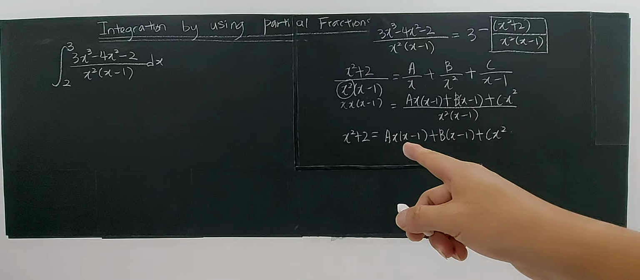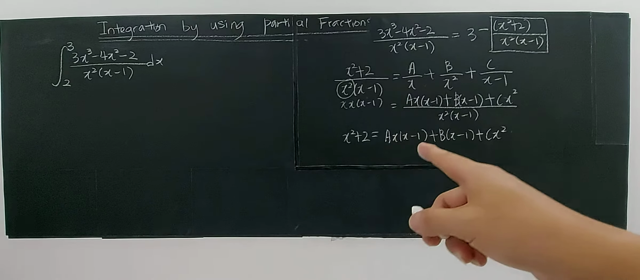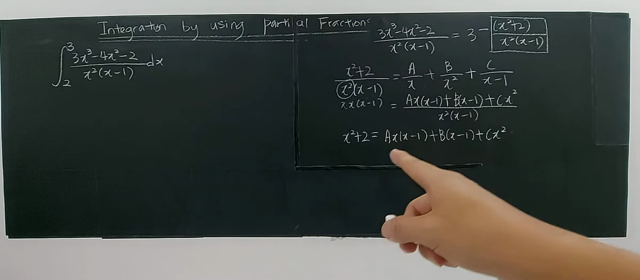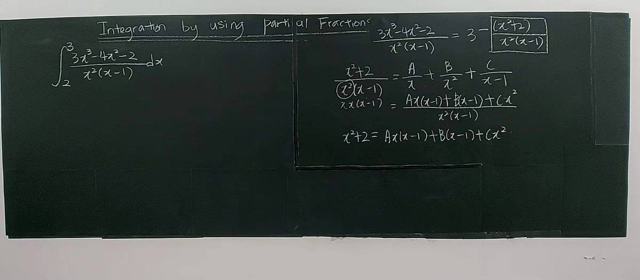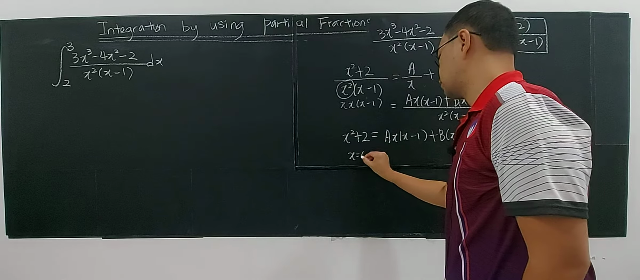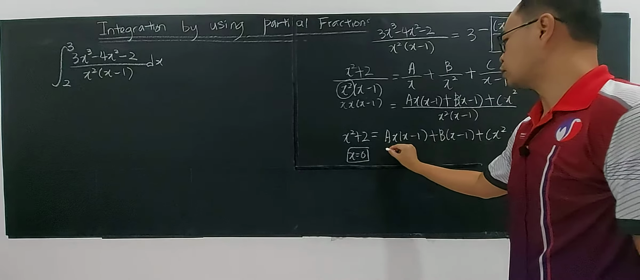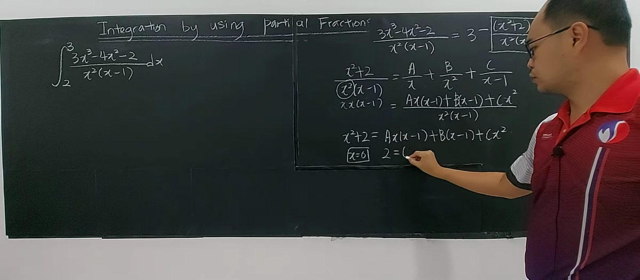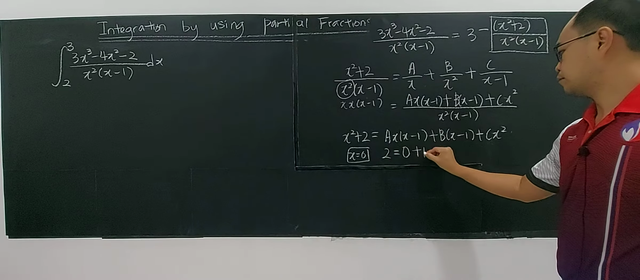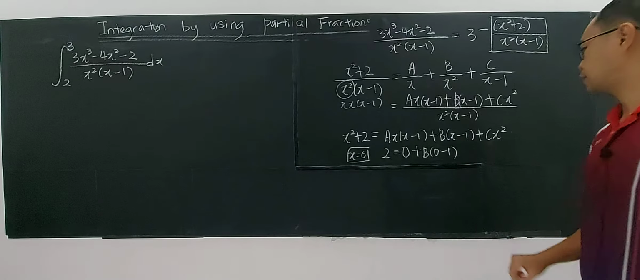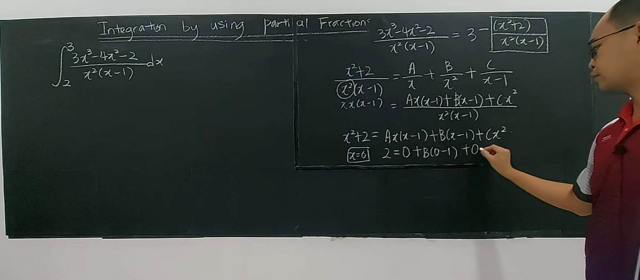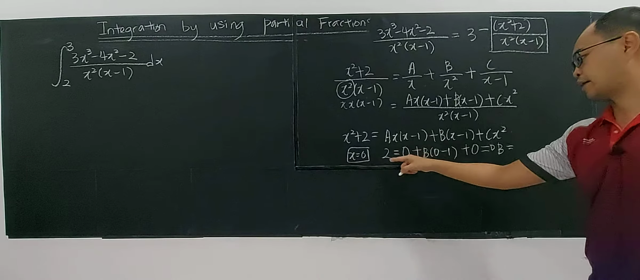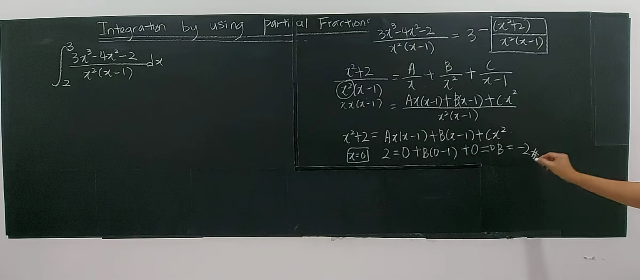If you find A, you can't use 0 and you can't use 1, because these two numbers give 0. So if you want to find B, you have to make these two terms become 0. They have a common factor x, so I substitute x equals 0. Then I have 0 plus 2, which is 2. Here everything turns to 0, and for B you have 0 minus 1, and the other term also becomes 0. So from the result, I get the value of B to be negative 2.